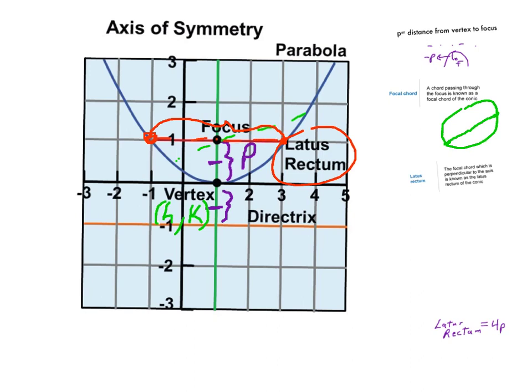Now, the length of the latus rectum is 4p, but why is it 4p? If you notice right here, we said that this distance is p units. This distance is also p units, and this distance is also p units. So the distance between the focus and that side of the parabola we can call 2p. The same thing on the other side: this is p units and this is also p units, so this distance is also 2p. 2p plus 2p gives you 4p.